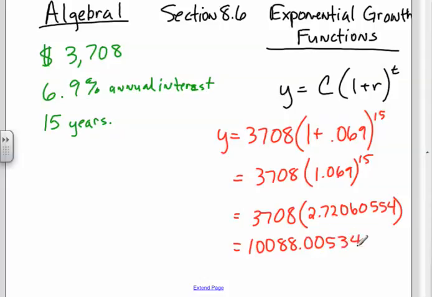And I'm going to get 10088.00534. But folks, remember, we're talking about money here, so I need to round to the nearest cent, 2 places behind the decimal point, and so I get $10,088.01. All right, because the 5 right there makes it go up 1. All right, good job. Let's see how this works in some of our examples today. Okay, guys.